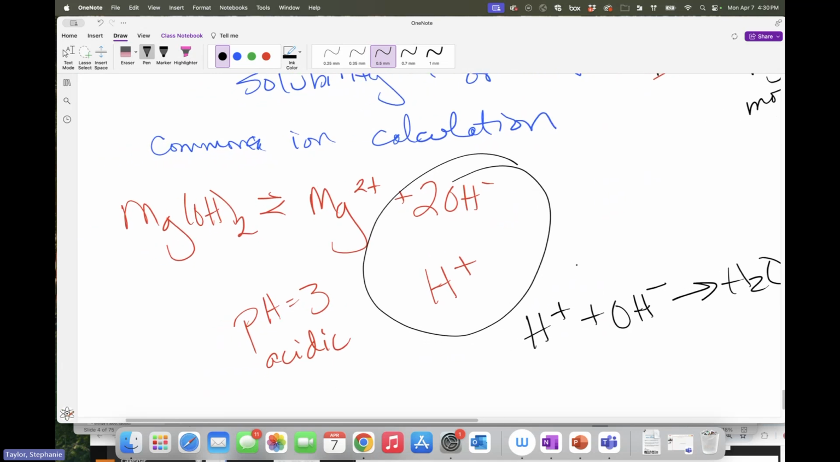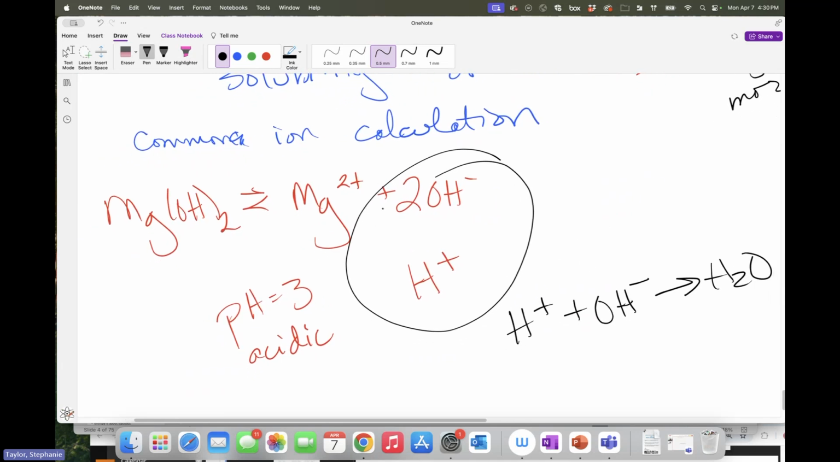So in that case, because I'm reacting with the hydroxide, I expect my hydroxide to go away as it's reacting with the protons, and that's going to drag this equilibrium to the right, which will make it more soluble. So I would expect magnesium hydroxide to be more soluble in acid and less soluble in base. More soluble in acid, less soluble in base.